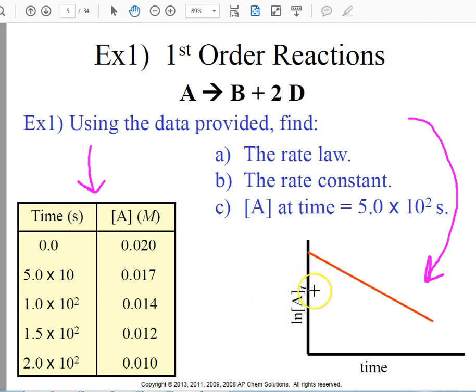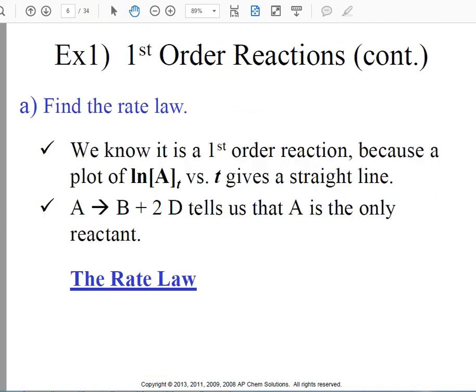And then they graphed the natural log of the concentration over that time, and look, it's a straight line. So if we have natural log of the concentration versus time making a straight line, then it must be a first order reaction. Right? So the first thing we need to do is write the rate law.